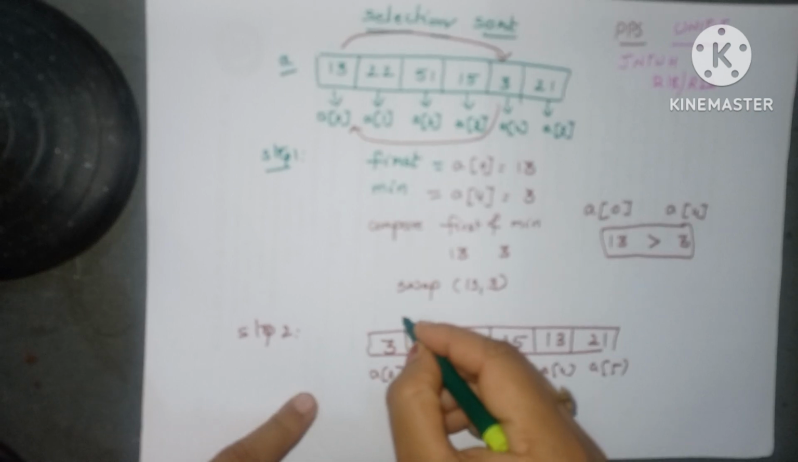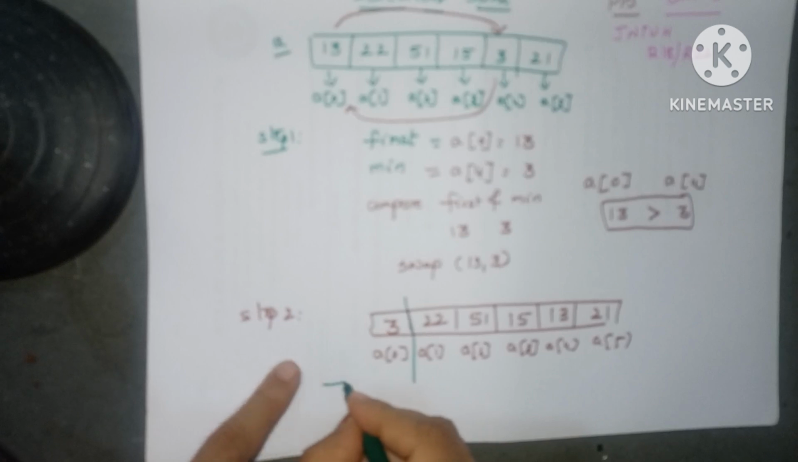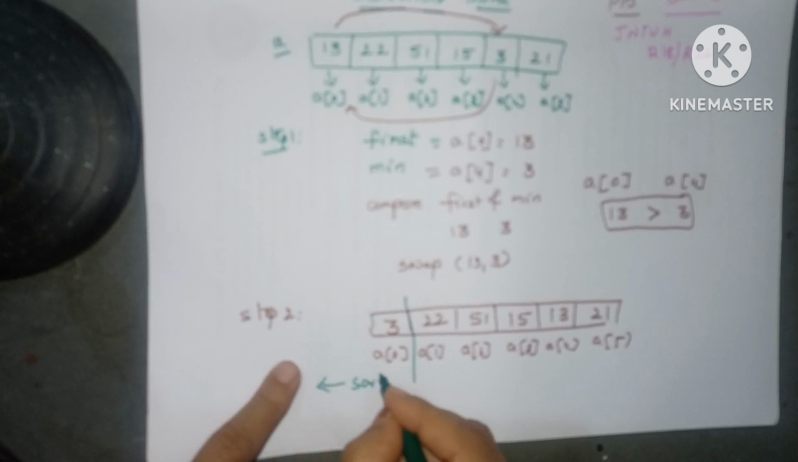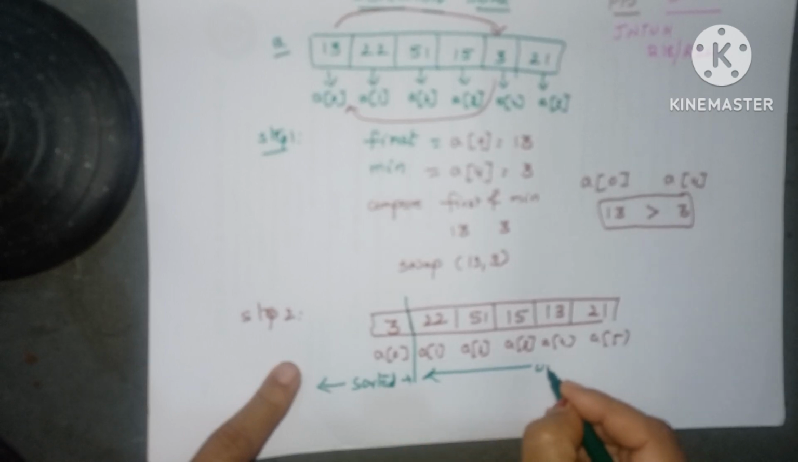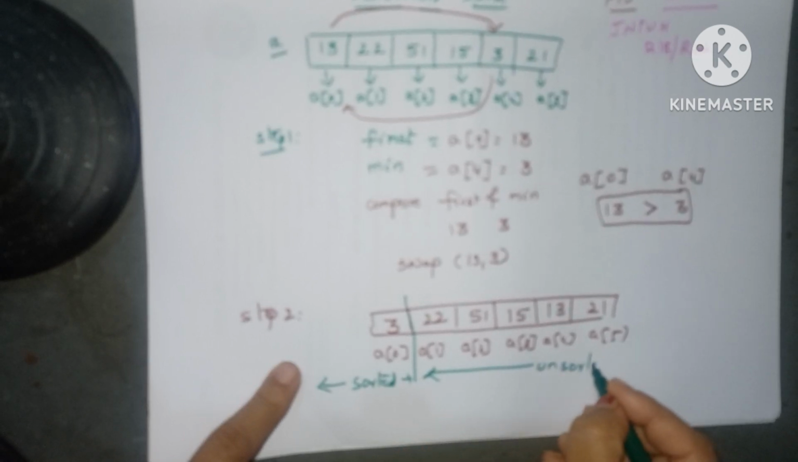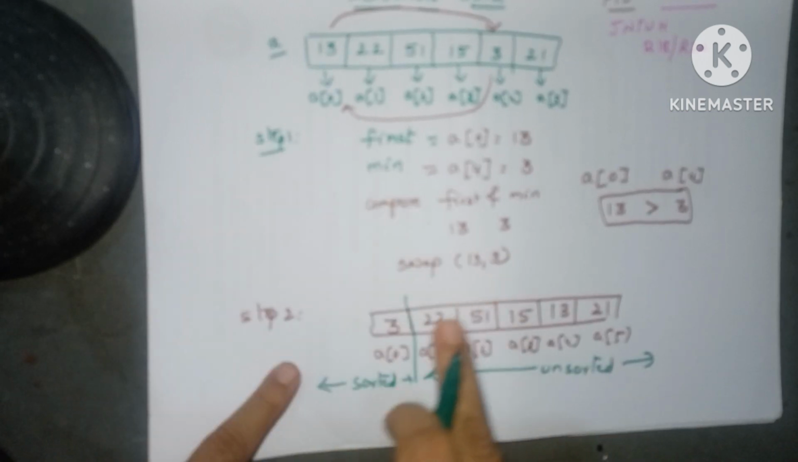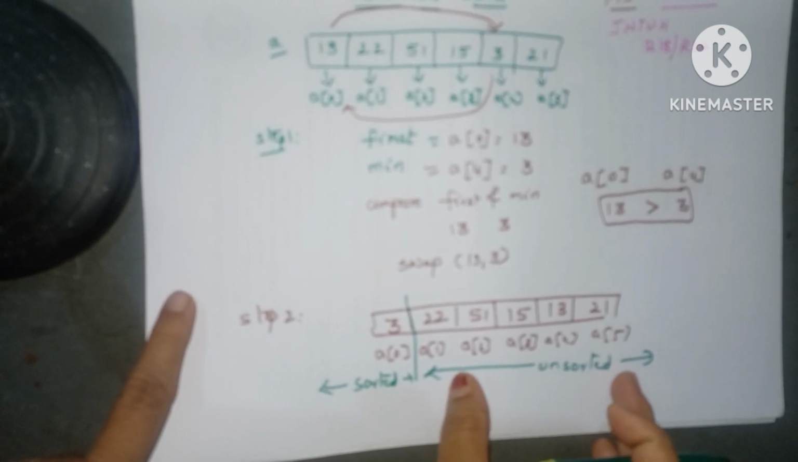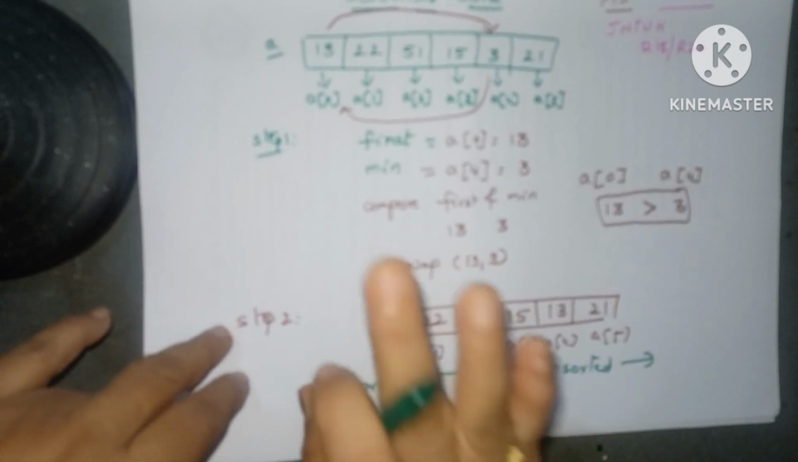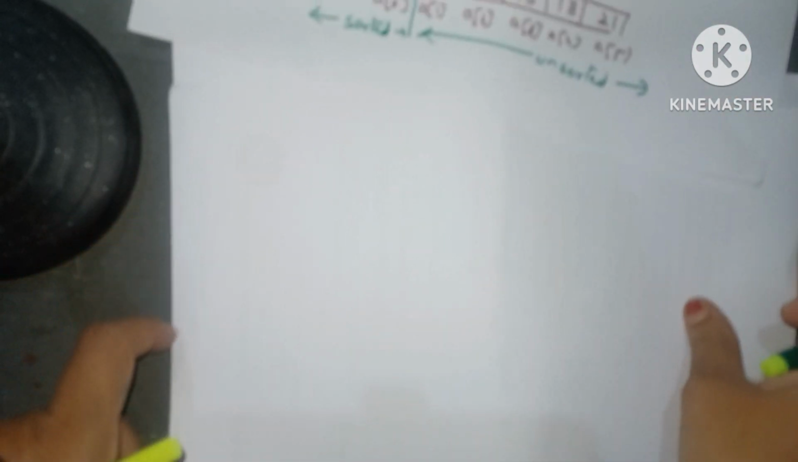Whenever we swap the elements, the array is divided into two parts. This is called the sorted part, and these all are the unsorted part, meaning these elements are not in order. So when the first iteration, step 1, is completed, one element is in sorted order. Now in step 2, take only the unsorted elements. 3 stays in its proper place because it is already in order.